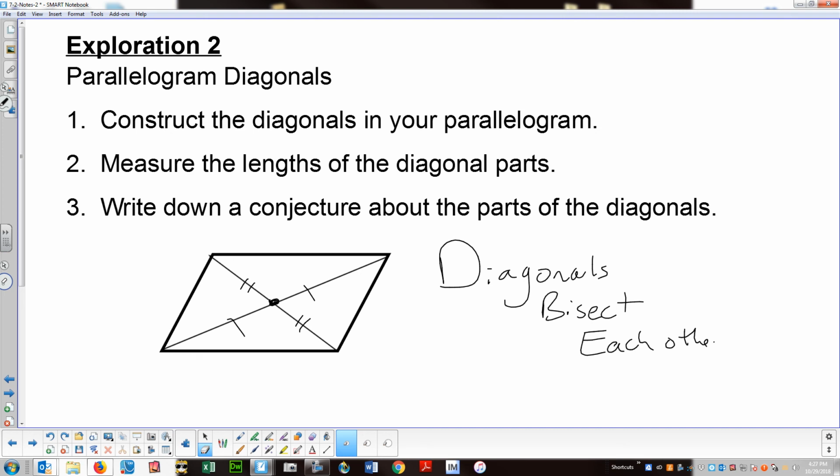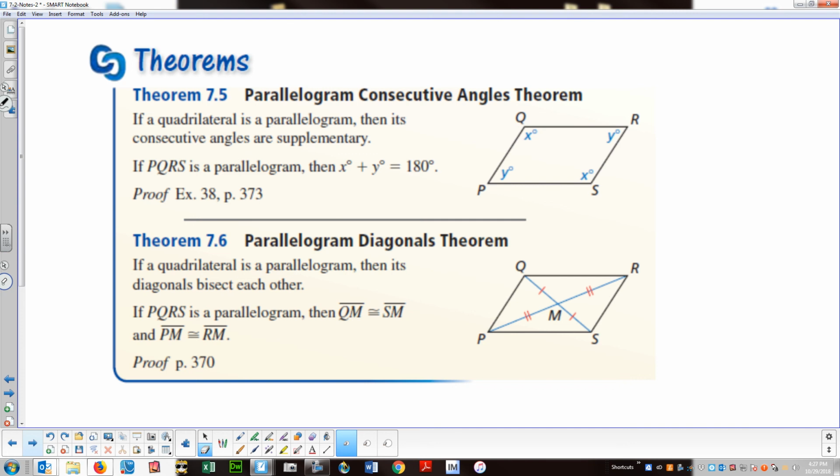Okay? So they cut each other in half. They're not the same necessarily, but they bisect each other. They cut each other in half. Okay? So that is our number 5, by the way. That's our 5th thing that's true about all parallelograms. Okay?